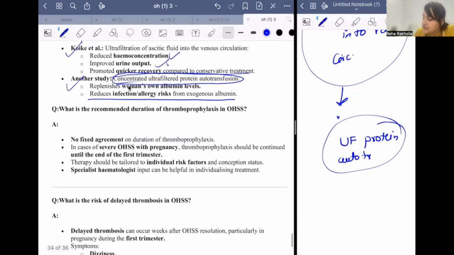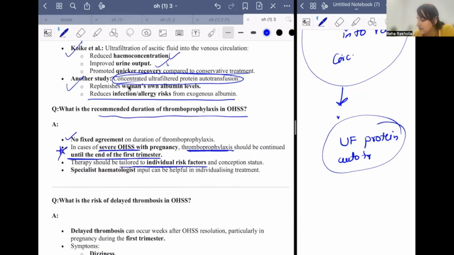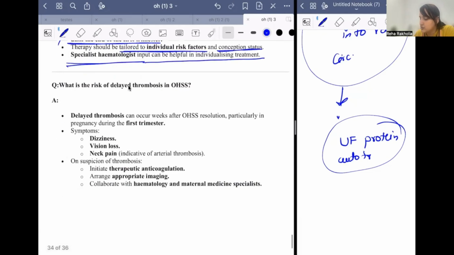What is the recommended duration of thromboprophylaxis in OHSS? There is no fixed agreement on duration of thromboprophylaxis. In cases of severe OHSS with pregnancy, thromboprophylaxis should be continued until the end of the first trimester. Therapy should be tailored to individual risk factors and conception status. Specialized hematologist input can be helpful in individual treatment.